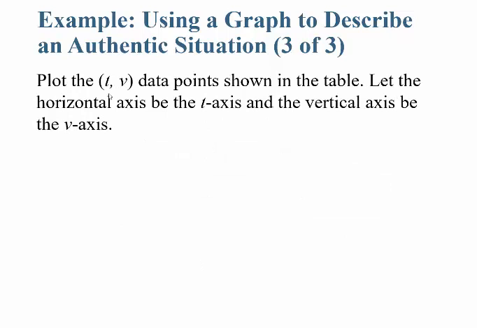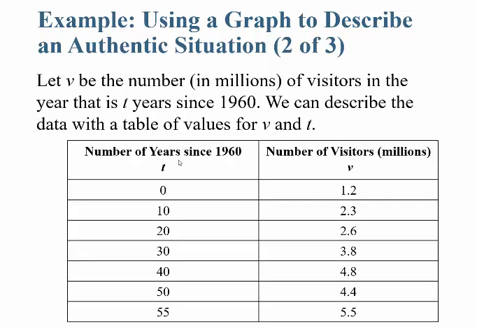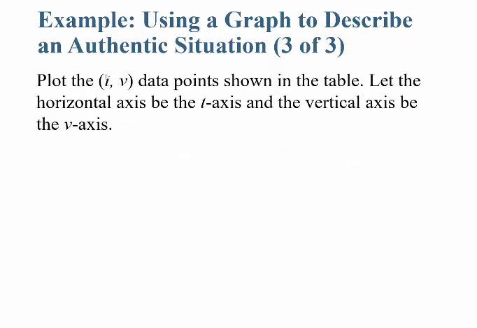Next I want to plot my points, my T, V data values shown in the table. Let the horizontal axis be the t-axis and the vertical axis be the v-axis. You have to think about this as going back to independent and dependent variables, like which variable depends on the other. I don't think the year since 1960 depends on the visitors. I think the visitors depend on what year it is. So this is my independent variable, or my x variable, and this is my dependent variable, or my y. That's why I'm putting it as T comma V.